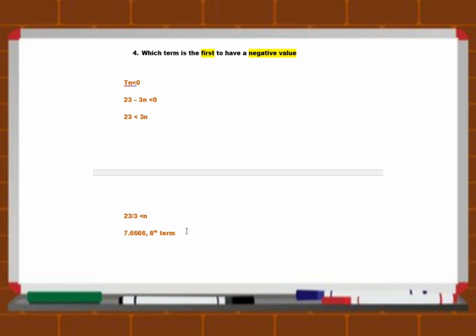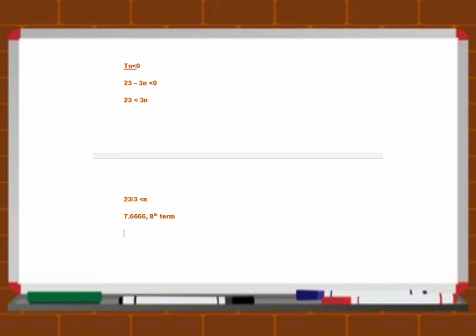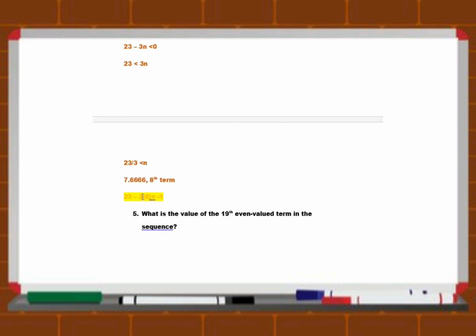And like I said, you can test this out. 23 minus 3n, which is 8, is equal to, what's 3 by 8? It's 24. So 23 minus 24 is negative 1. So the final answer in this instance is the 8th term.